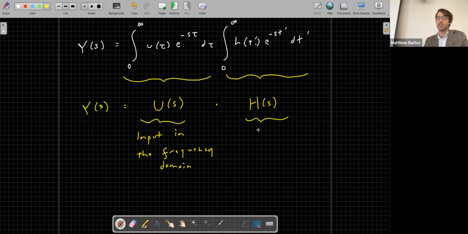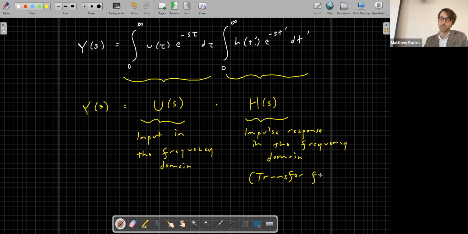And H of s, this is our impulse response in the frequency domain. Right. And this has a special name. The impulse response in the frequency domain is also called the transfer function. I'll be using this term a lot. So in summary, convolution in the time domain is equivalent to multiplication in the frequency domain.